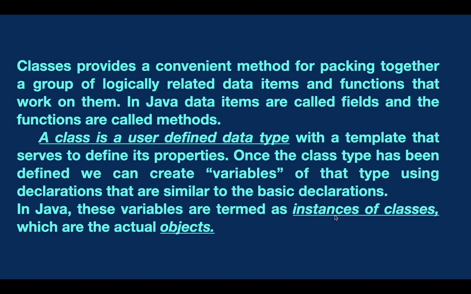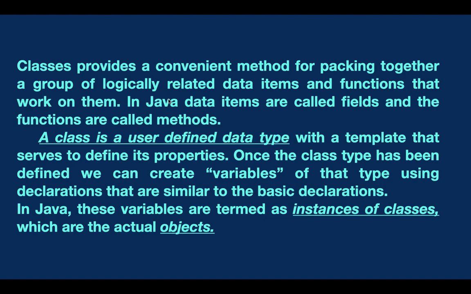Now, first of all, we'll try to know what is a class in Java. Classes provide a convenient method for packing together a group of logically related data items and functions that work on them. In Java, data items are called fields and the functions are called methods. As we know, a class is simply a container which contains data items. Generally, these are also called data members, and basically these are variables and methods. In C++, methods are also called functions.